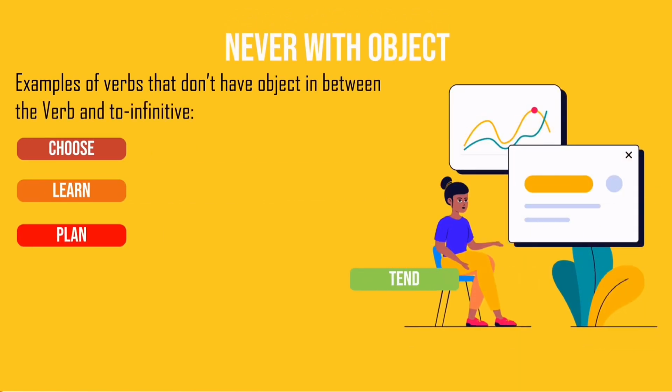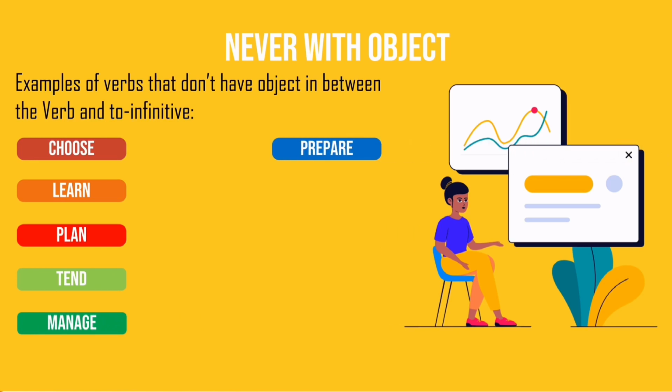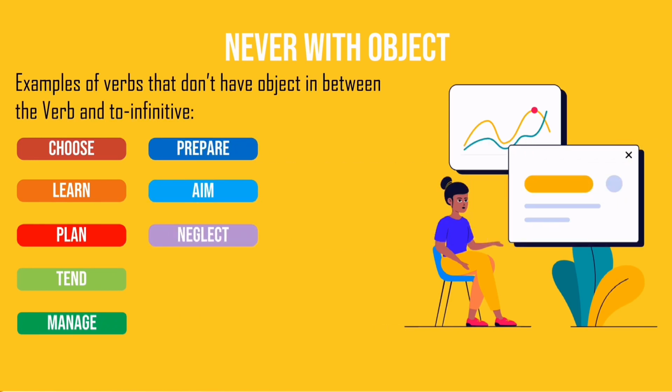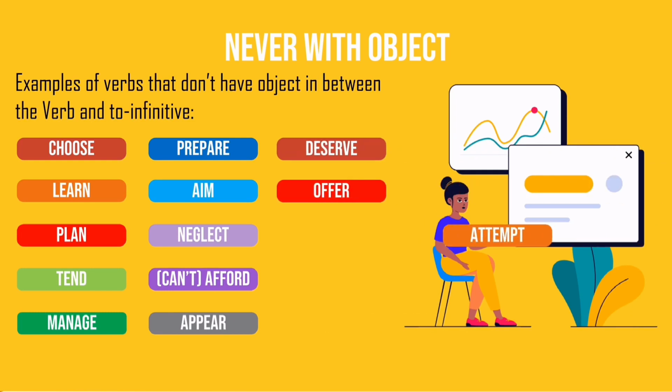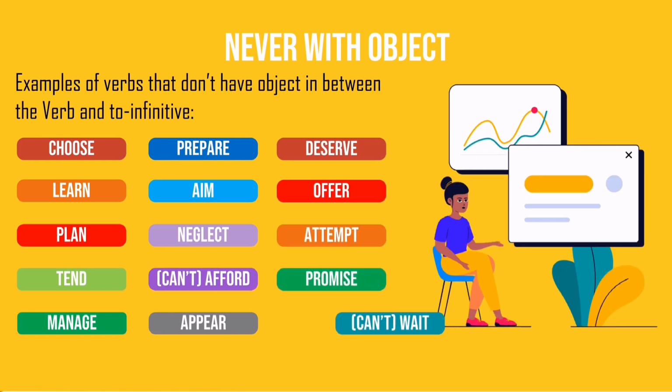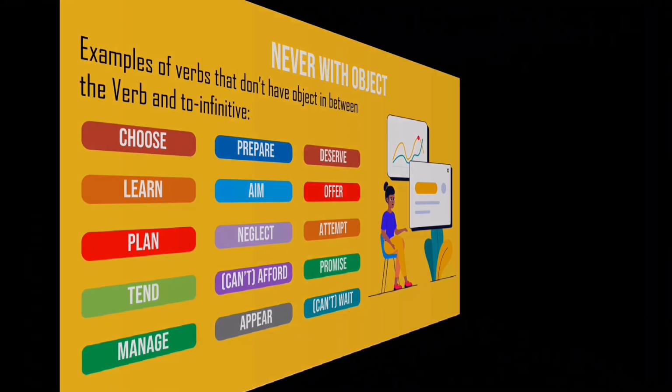Examples of verbs that don't have an object in between the verb and to infinitive are choose, learn, plan, tend, manage, prepare, aim, neglect, can't afford, appear, deserve, offer, attempt, promise, and can't wait. These verbs can never be used with an object.